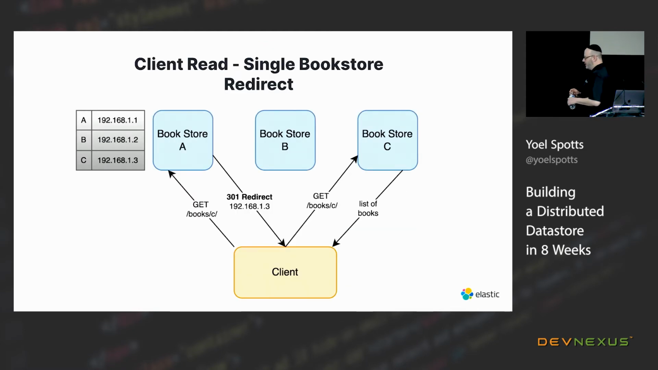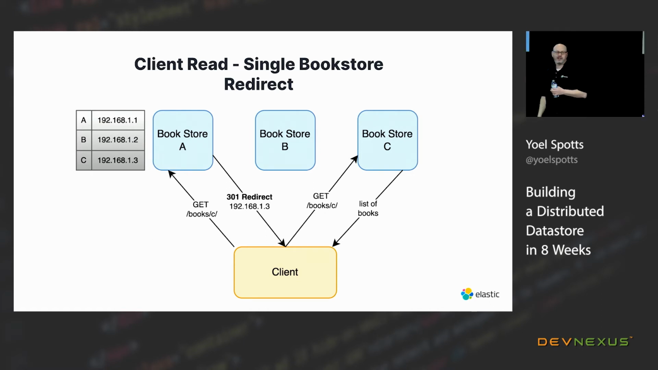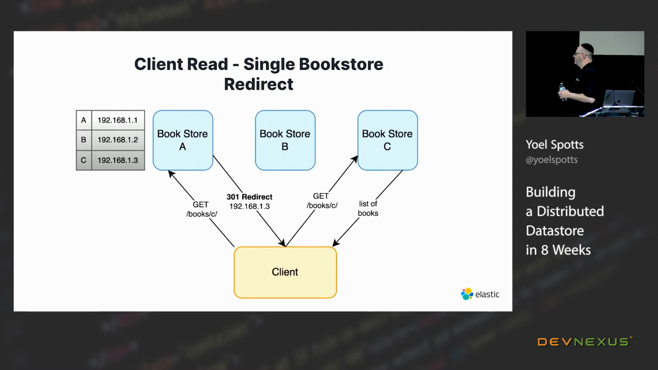So then we said, okay, let's go through different operations that could occur in this cluster. The first thing we start with is, let's have a very simple operation. A client wants to read a book. Again, client agnostic is part of our requirement. So the client doesn't necessarily know which of the servers to go to. It just knows it wants to get, if you start from the left here, it just wants to get a list of books from bookstore C.